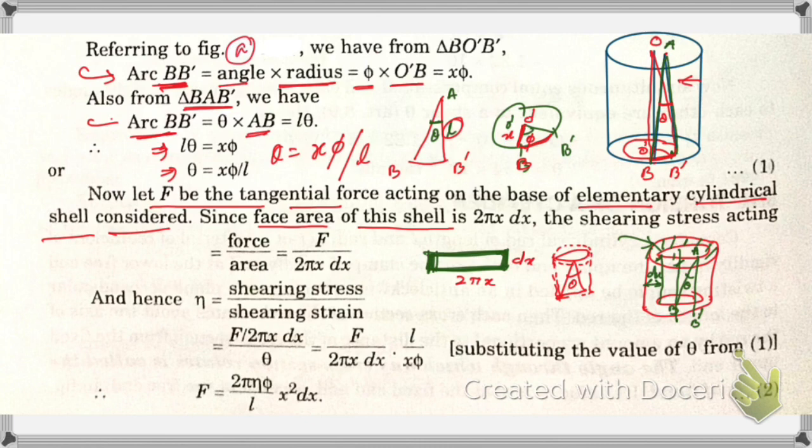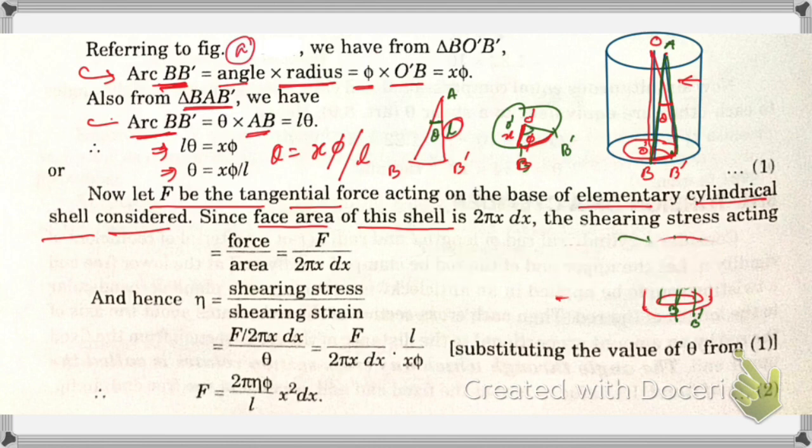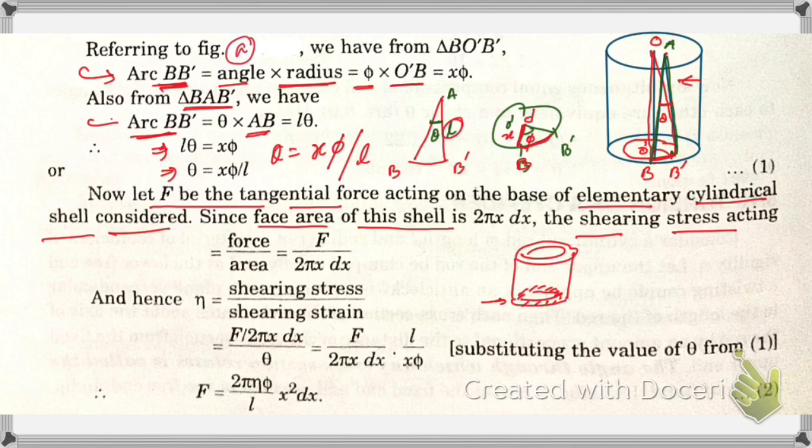So if you take that r is the radius of this cell, then the shearing stress will be given by force per area, right? We have given a force to the base of this cell, and the area of this ring at the base is 2 pi x dx, and the force applied is F. So this is the force per area which gives the stress.